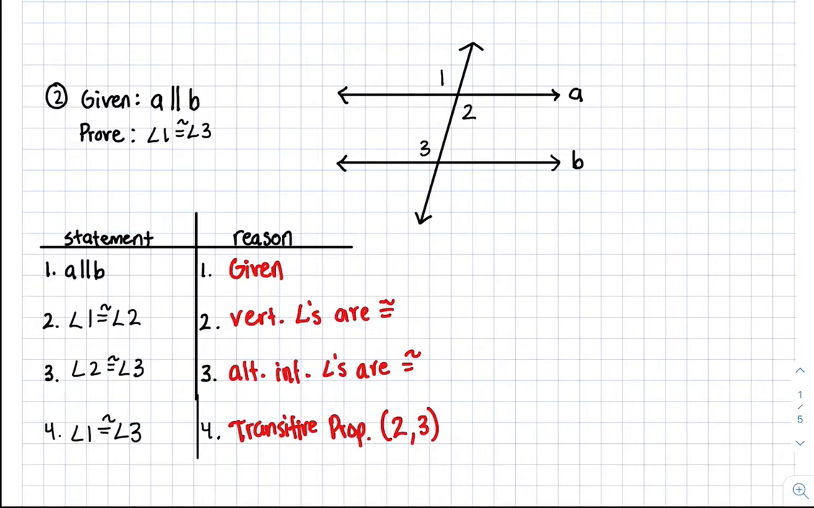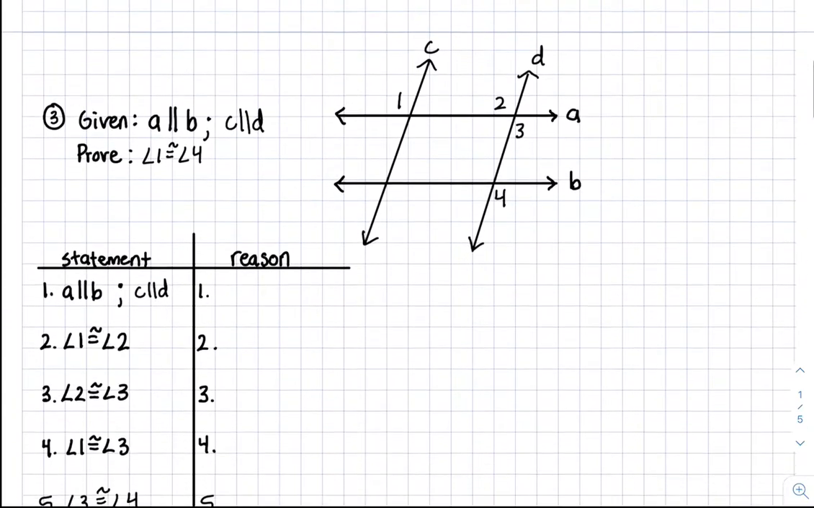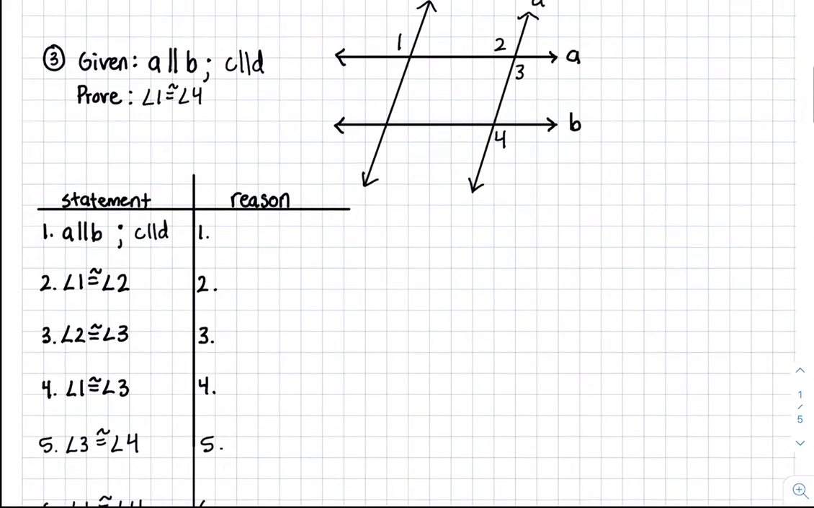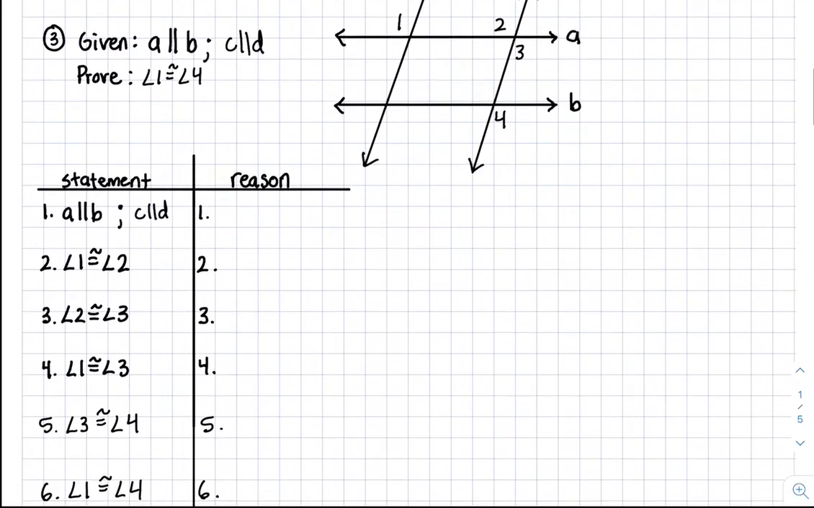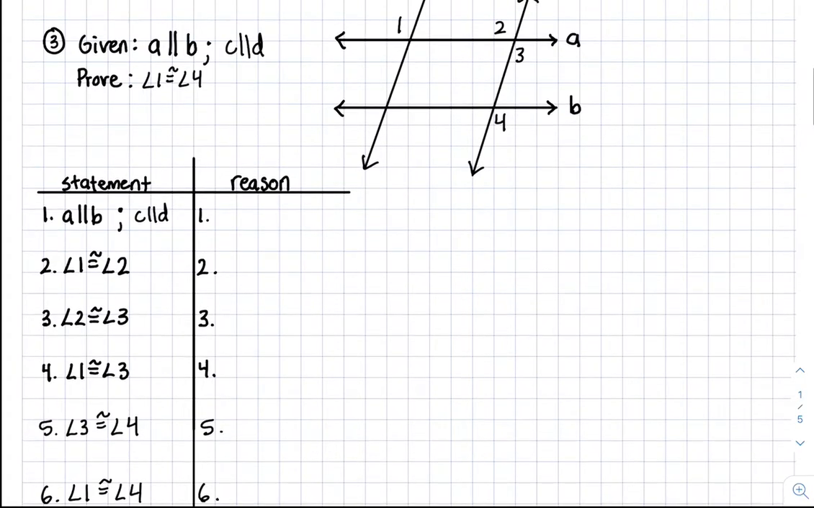So there's that one. Now we're at number 3. All right, so number 3, we have a given statement. A is parallel to B and C is parallel to D. And we gotta prove angle 1 is congruent to angle 4. So 1, that is given, right? That one's given. Now let's look at 2. It says angle 1 is congruent to 2. Why is angle 1 congruent to 2?